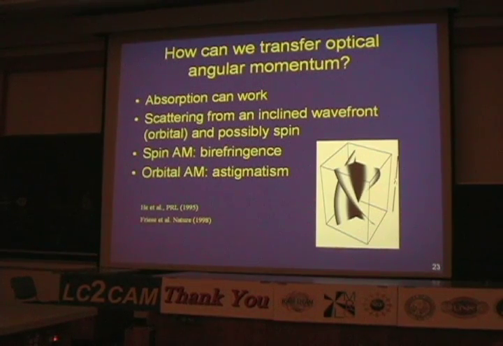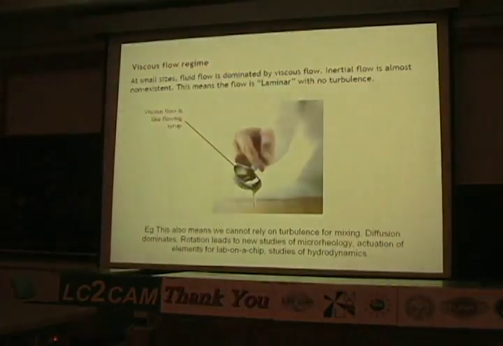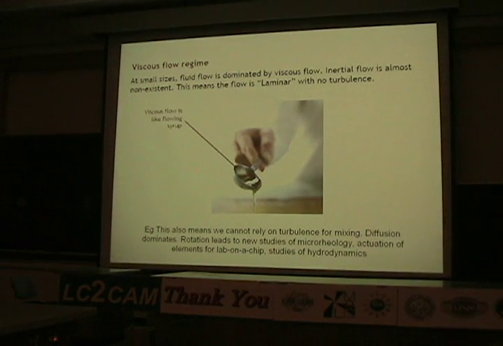Why do I say that? Well, we all know a waveplate will change the polarization of light appropriately. And OAM is actually analogously affected by what we call astigmatism. So why would we want to do rotation or twisting or mixing? Well, as I'm sure all of you know, we're working in what we call the low Reynolds number regime, where basically viscous forces dominate, we can't rely on turbulence.